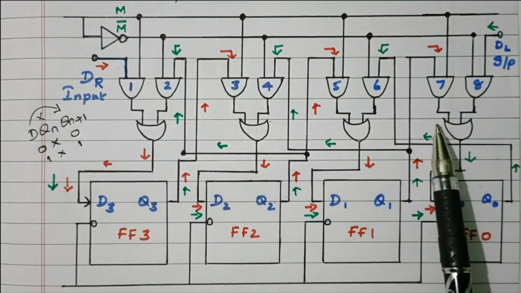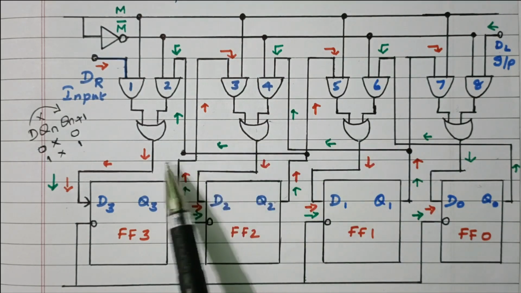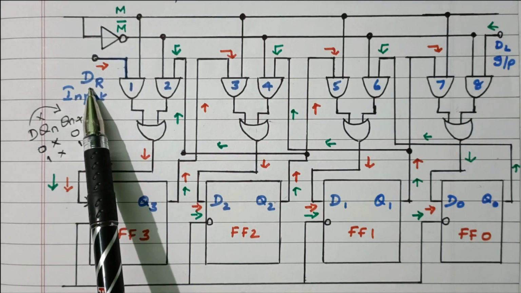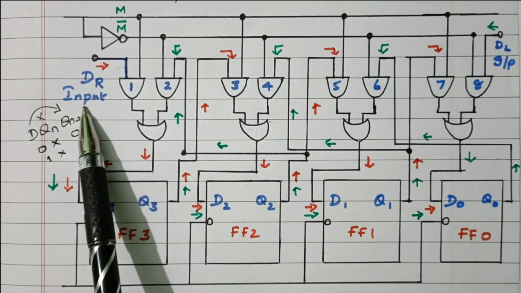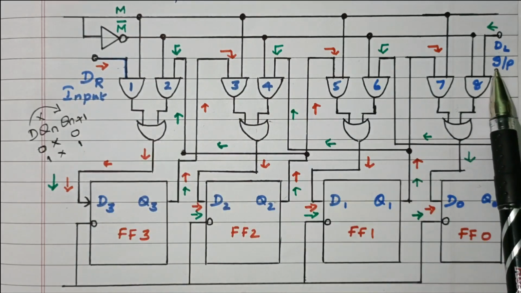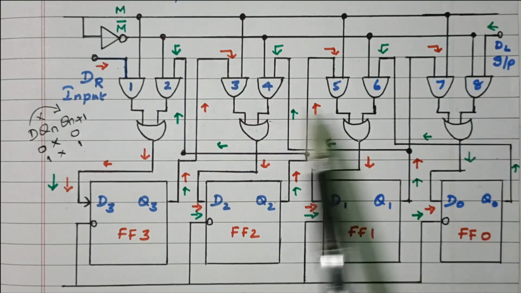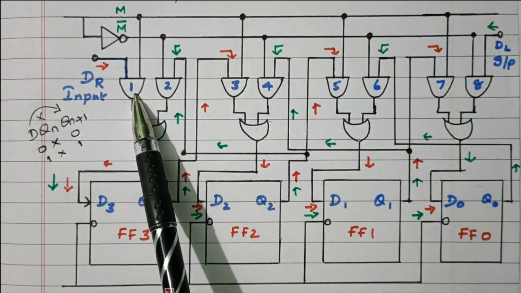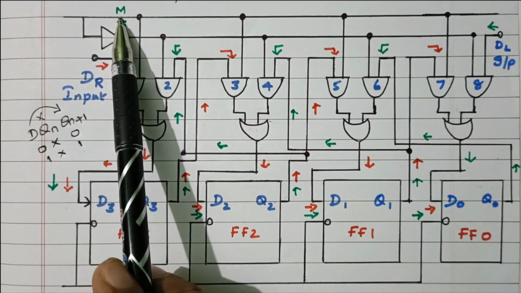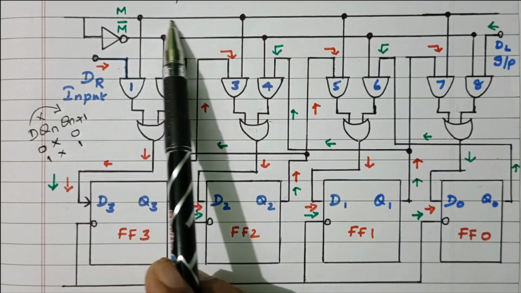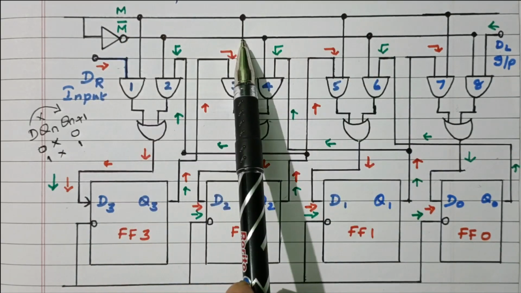Now we'll see what will happen if it is right shift or left shift. The right shift data is entered at this point, the DR input. The DL input is entered at this point to AND gate 8. DR input is given to AND gate 1. Now we'll see what will happen. If M equals 1, this line will be logically high and this line will be logically low.